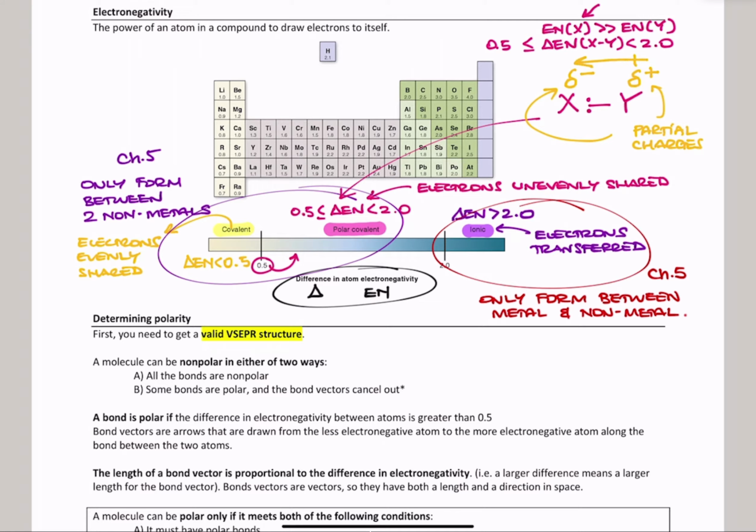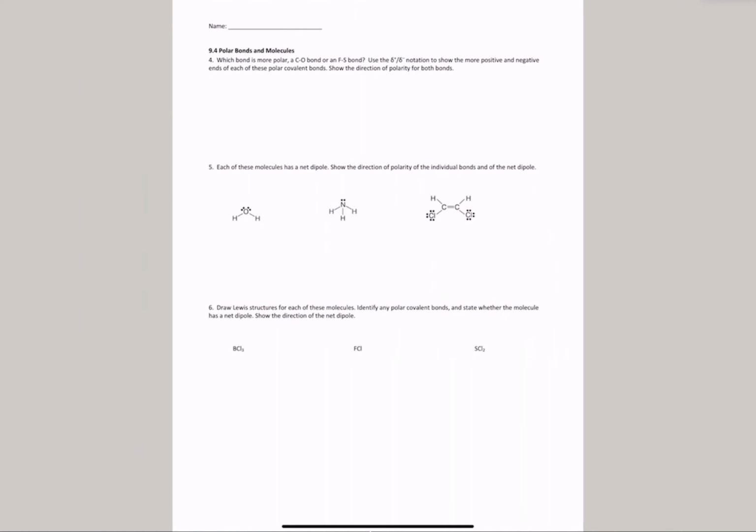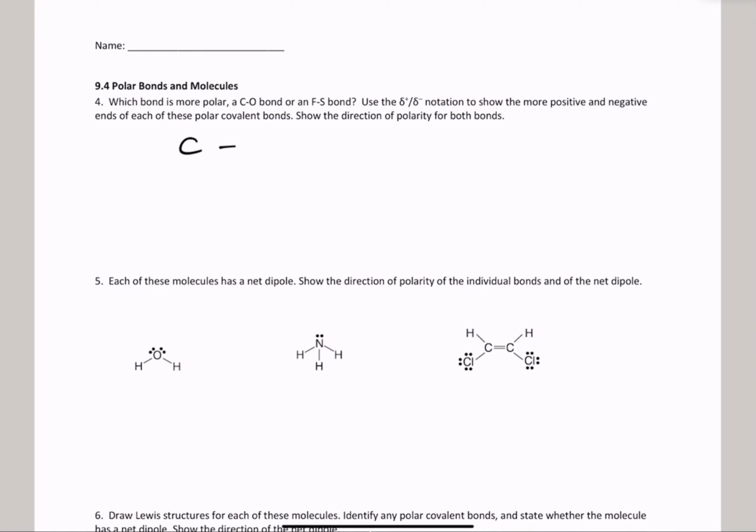Sorry, so if I go back now, not to this one, to the back of this page. Polar bonds and molecule. Which bond is more polar, CO or FS? So let's do this. We have two bonds here: CO and FS.